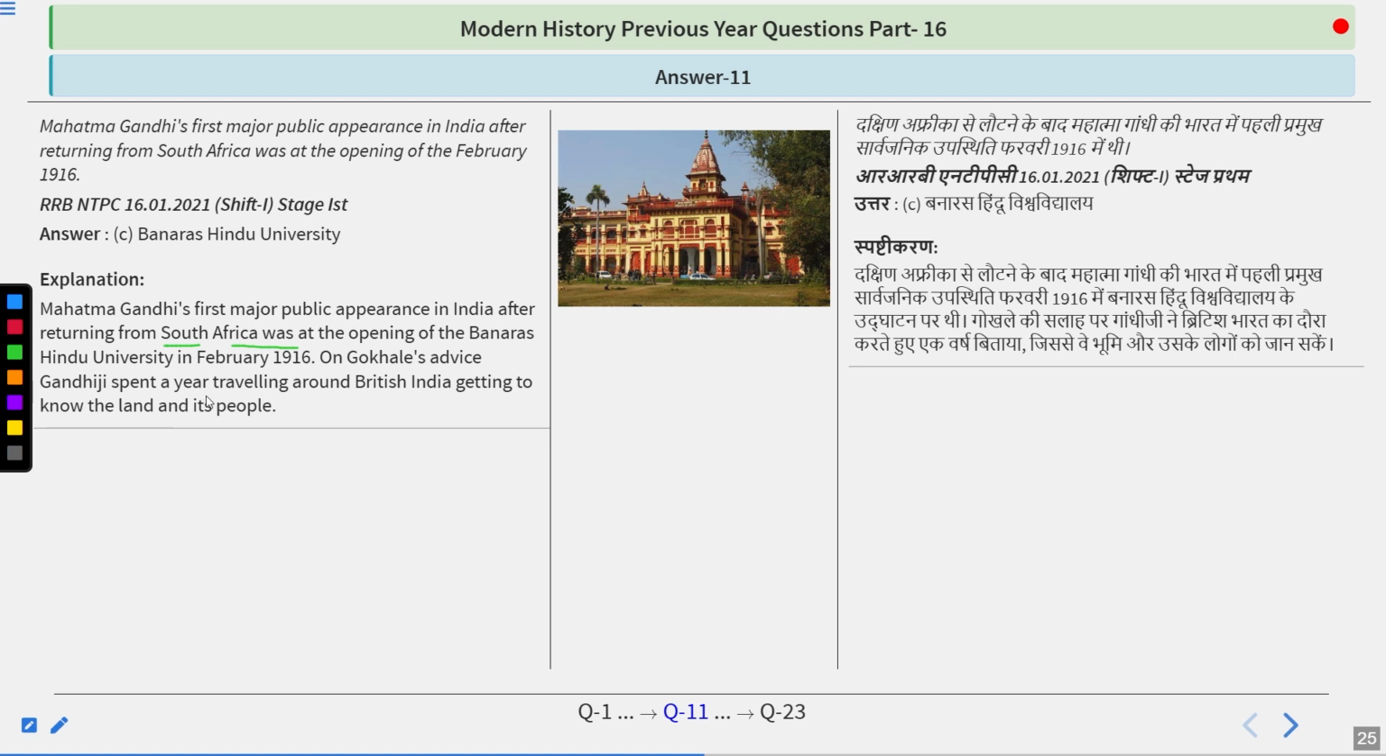On Gokhale's advice, Gandhiji spent a year traveling around British India, getting to know the land and its people, and finally in 1916, he established the Sabarmati Ashram in Ahmedabad, and later on from there, as it was the center of Mahatma Gandhi, he started movements like the first movement was Champaran, then Ahmedabad, then Kheda, and the further movements like the non-cooperation movements.